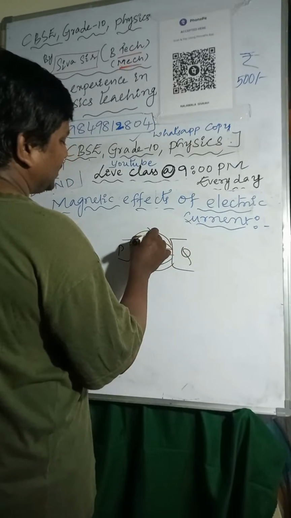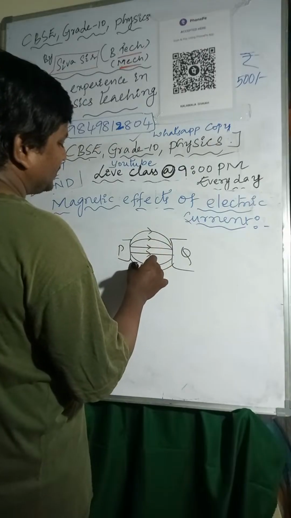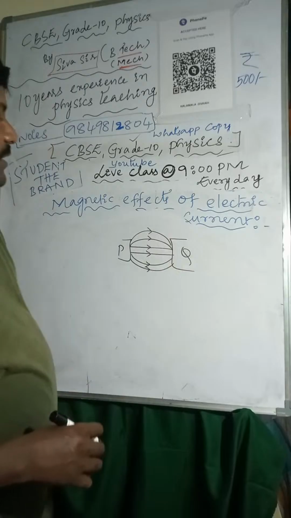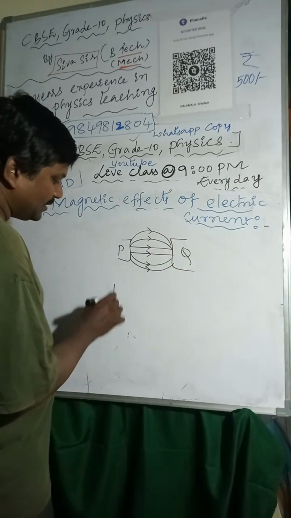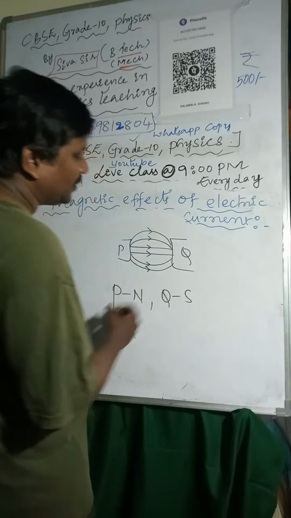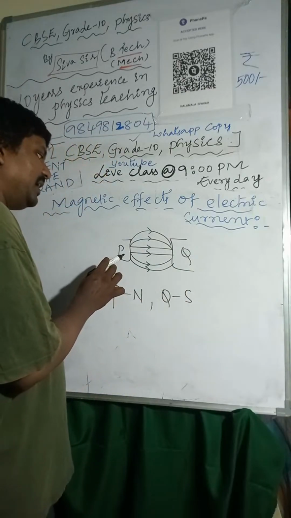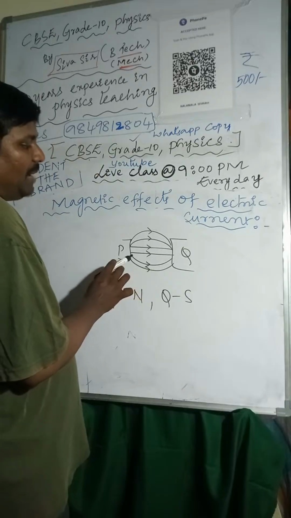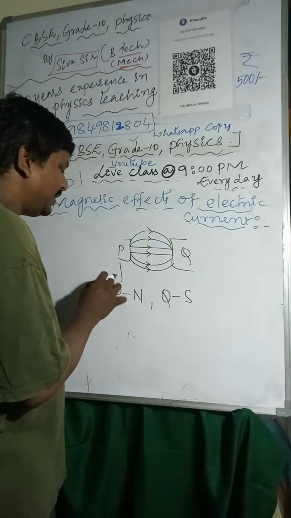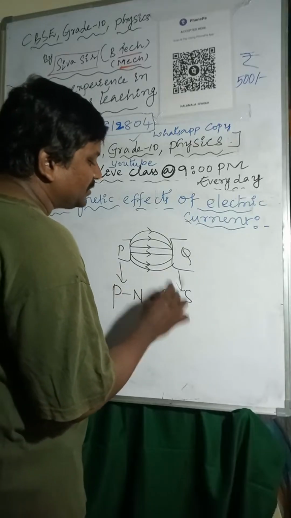So if the field lines are moving like this, what is P and what is Q? Here P is the North Pole and Q is the South Pole, because magnetic field lines are leaving this pole and magnetic field lines are reaching this pole. That's why P is called north and Q is called south.